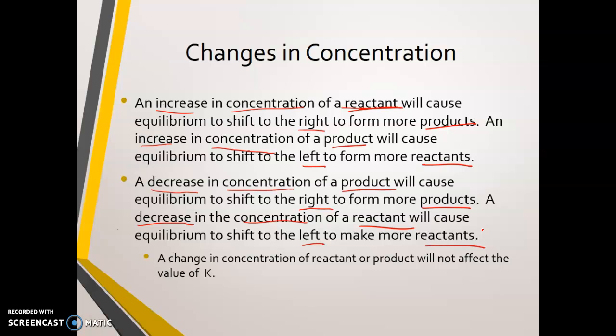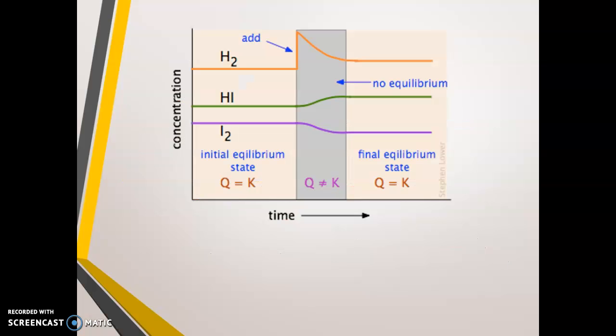With these changes in concentration, it's important to note that a change in concentration of the reactant or product will not affect the value of K. So your equilibrium constant is going to be the same whenever these changes in concentration occur. That's because these changes in concentration are not determining what the equilibrium concentrations are. They're more like the initial concentrations that we know to not have an effect on the equilibrium constant.